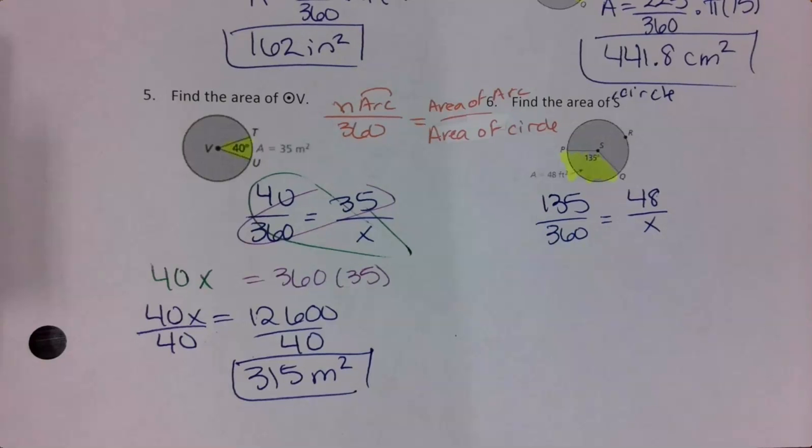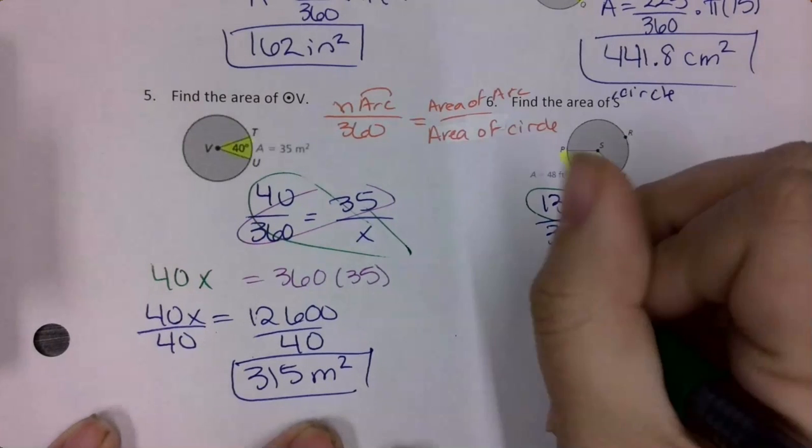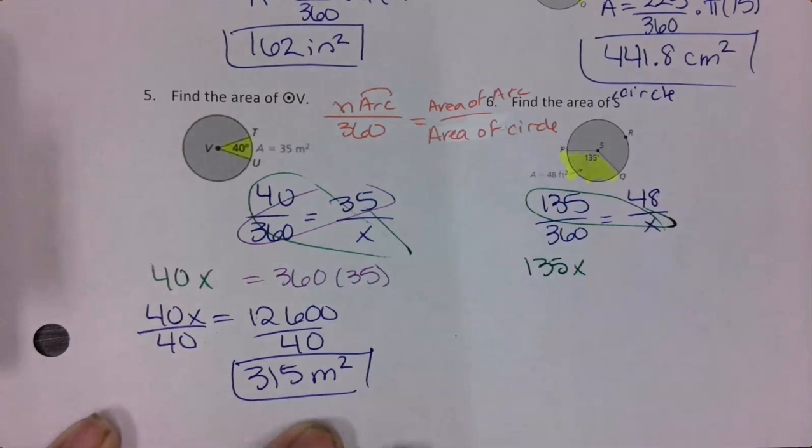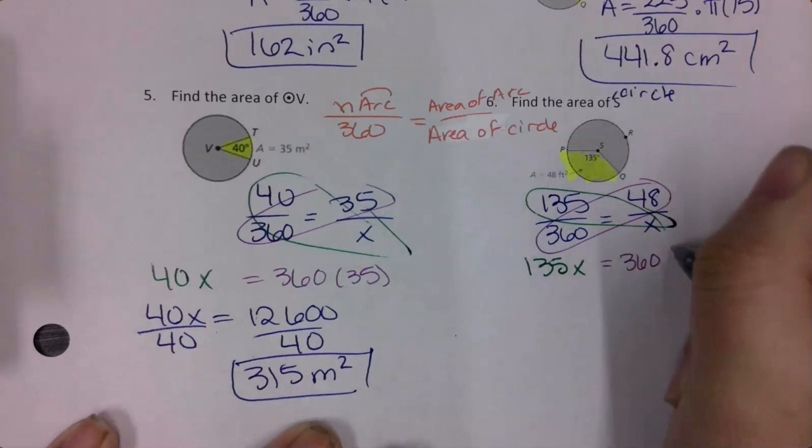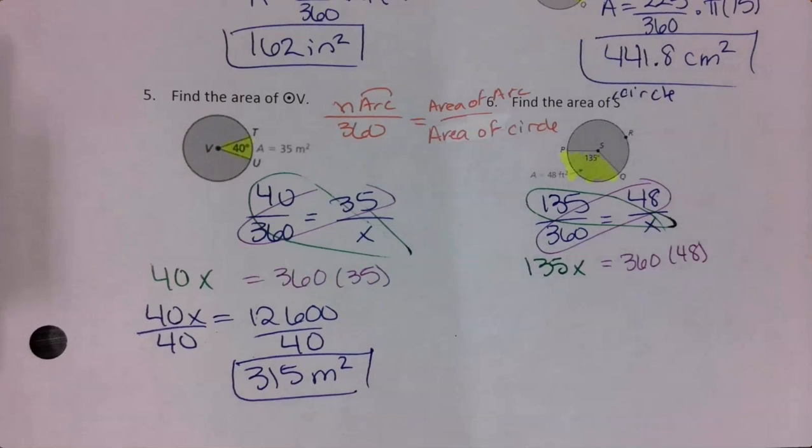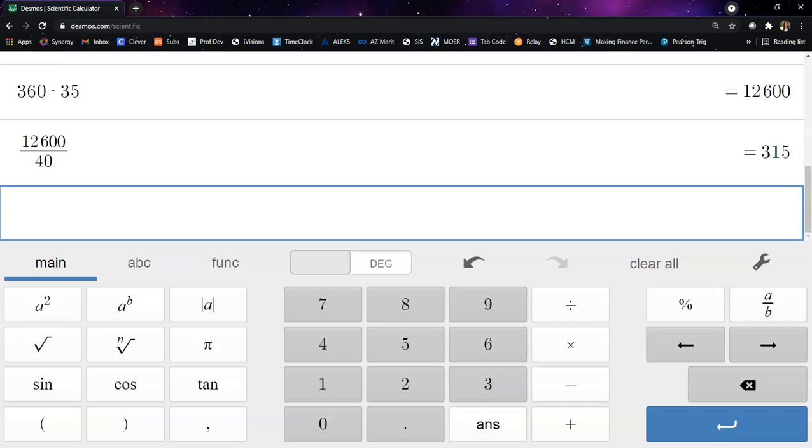So again, I want to cross multiply. I'm going to have 135 times x, and then over here, I'm going to do 360 times 48. So I can go to Desmos and multiply those two numbers together, which gets me 17,280.